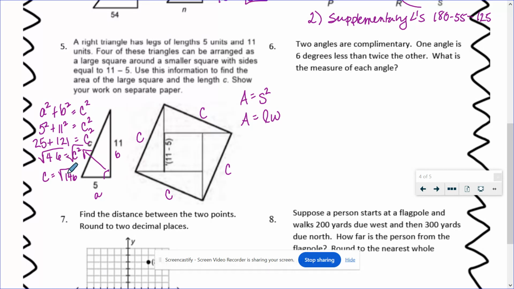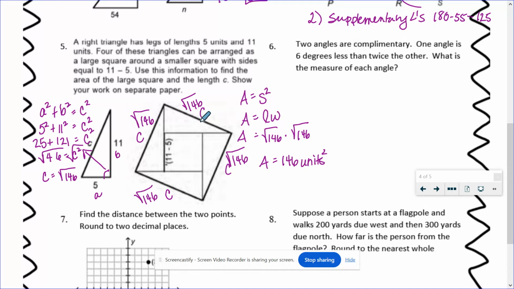So I'm going to just leave it like that for now. So I know that every side is the square root of 146. And again, I'm not putting that into my calculator because it's going to give me a decimal that never ends, never repeats. So I'm going to leave it just like that. So now what I have to do is take the square root of 146 times the square root of 146, which is just going to be 146. And so I now know the area of this square.